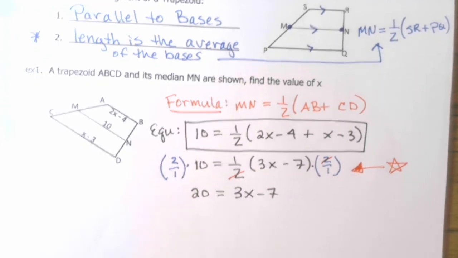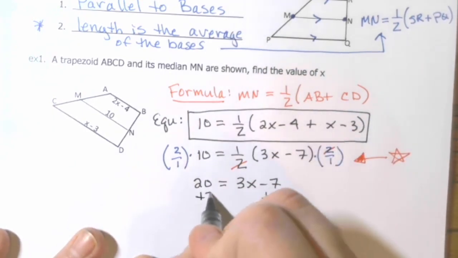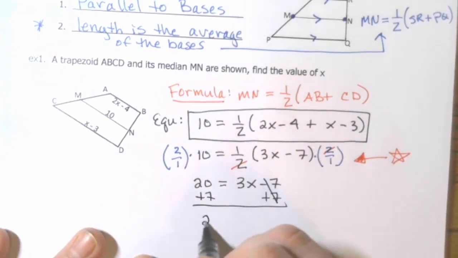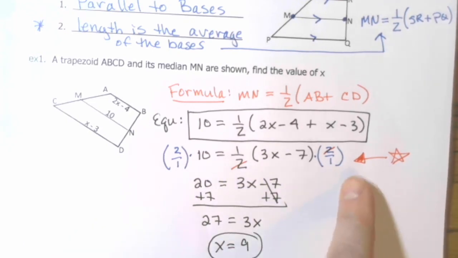So I'm going to finish out here by solving with 3x on the right. So I'm going to add 7 over to the left. 27 equals 3x, and 3 times 9 is 27, so x equals 9. So remember that little algebra move. It will save you a whole lot of mess and effort.